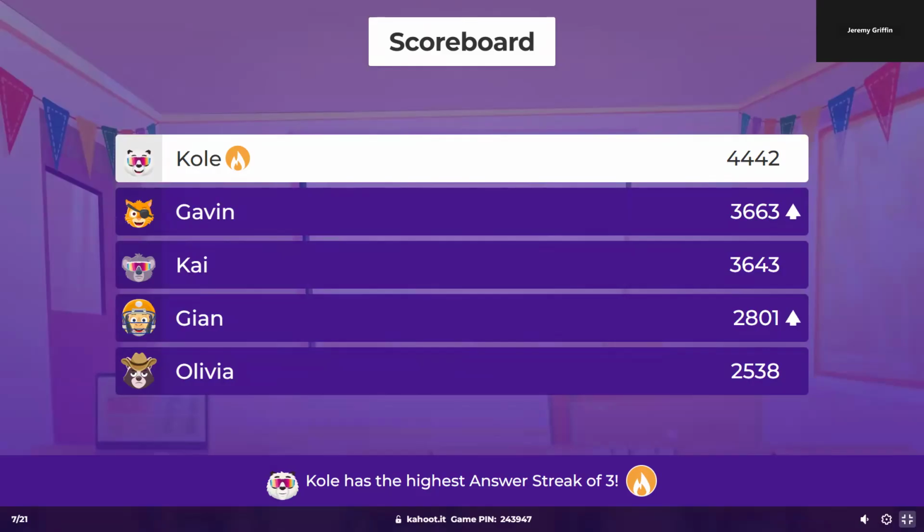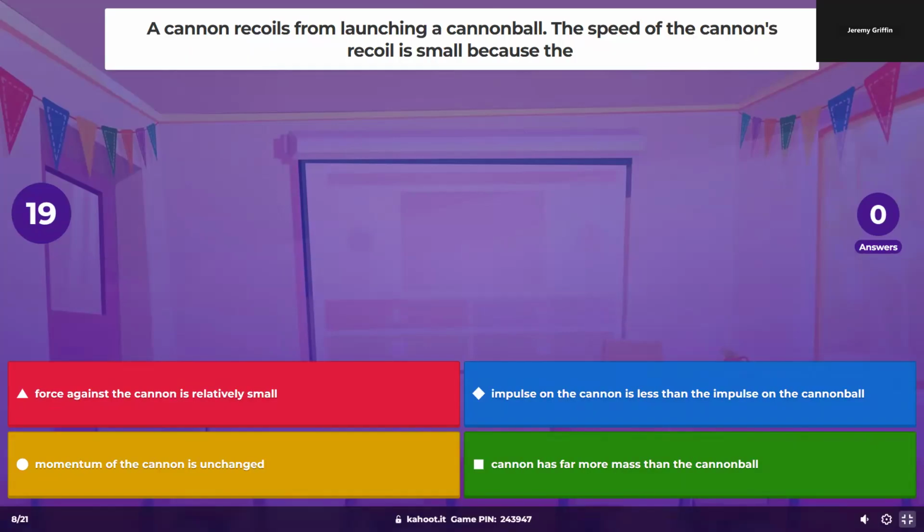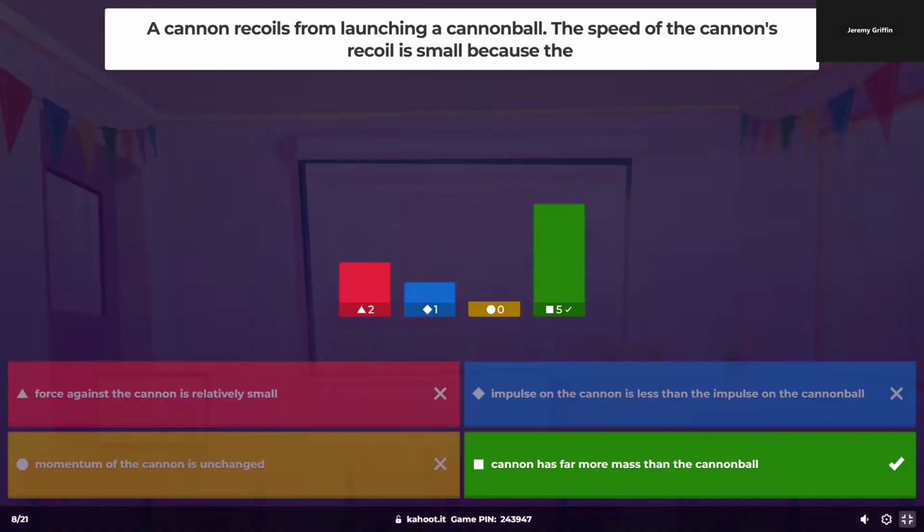Olivia, Gian, Kai, Gavin, Cole. Cannon recoils from launching a cannonball. The speed of the cannon's recoil is small because the cannon has far more mass than the cannonball. Right? How about these other answers?